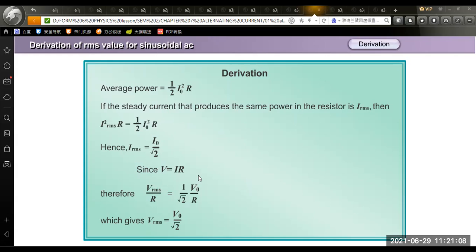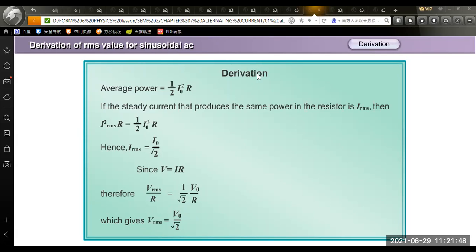Since V is equal to IR, that means VRMS over R is equal to 1 over square root of 2 times V naught over R. As a result, we can say that VRMS is equal to V naught divided by square root of 2. VRMS means the stable voltage, where V naught is the peak voltage, so VRMS is the peak voltage over square root of 2.